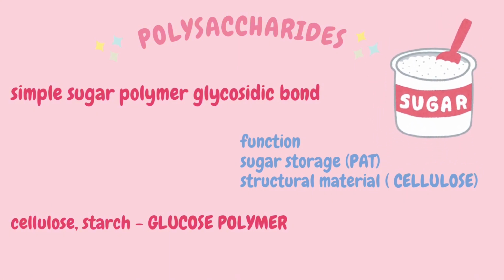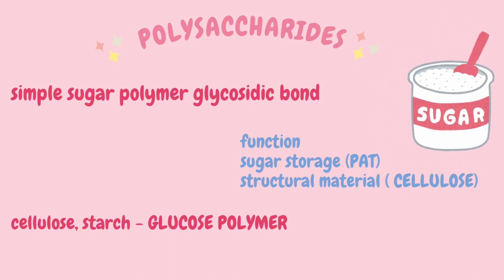Their main function is to store sugar and as structural materials. Cellulose and starch are components that are abundant in plants. Both are polymers of glucose but differ in the way the glucose monomers are linked. Cellulose is the main structural component in plant cell walls. Starch functions for sugar storage and is found in a large number of intracellular granules, or within cells, which can be hydrolyzed quickly to free glucose for metabolism.